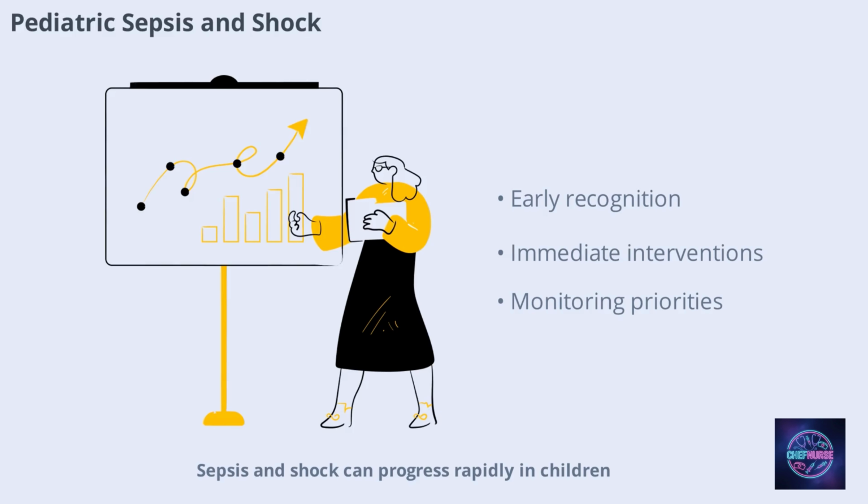Sepsis and shock can progress rapidly in children. The NCLEX may test your ability to recognize early signs, such as fever, tachycardia, or altered mental status. Immediate interventions include fluid resuscitation and antibiotic administration. Monitoring vital signs and urine output is crucial. Understanding the differences between septic, hypovolemic, and cardiogenic shock helps you select the correct nursing priorities in emergency scenarios.